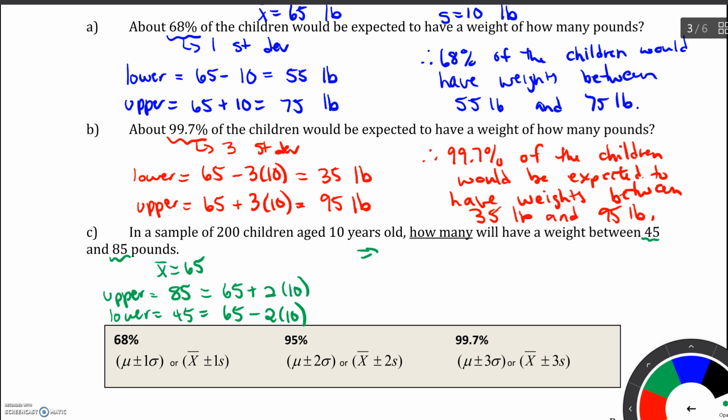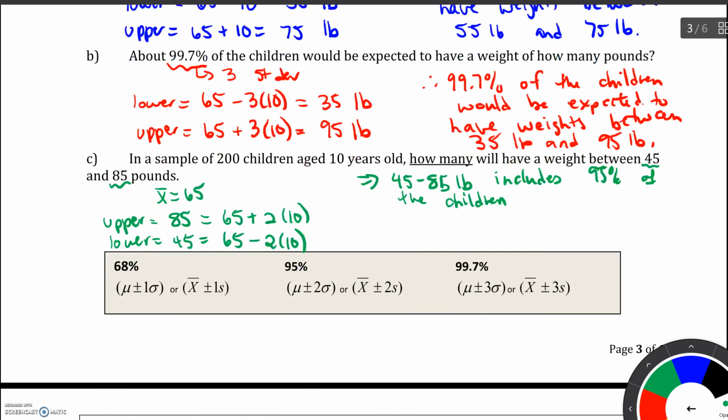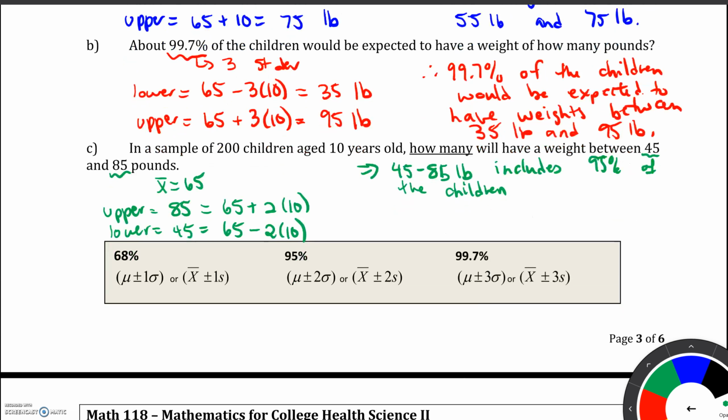So that means, since we're at the mean plus or minus 2 standard deviations on either side, 45 to 85 pounds includes 95% of the children. We could set up a proportion or some other method to do our calculation. Here, if we set up a proportion, we could set up 95 out of 100 equals how many out of 200? And so our answer is that x equals 190.